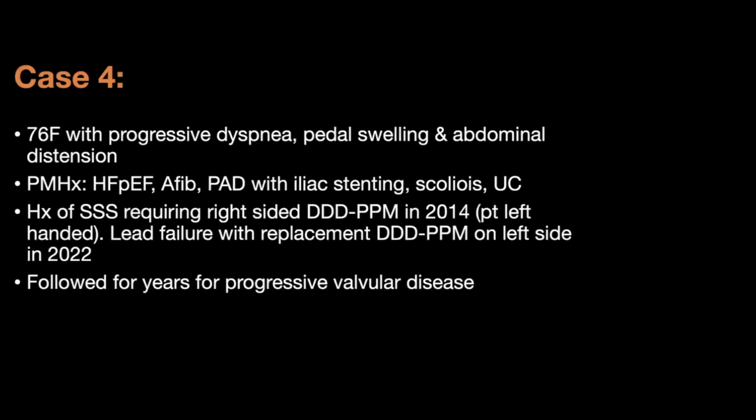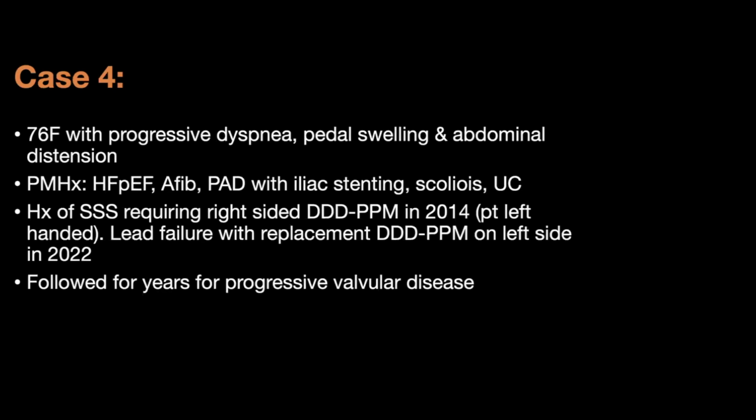All right, case 4. We're doing okay for time. This is a 76-year-old lady with progressive dyspnea. She has pedal swelling, abdominal distension. She was followed in the community for AFib, HFpEF. She had peripheral arterial disease, previous stenting, scoliosis, and ulcerative colitis, but was pretty stable, independent at home. She also had an unusual pacemaker history. She's left-handed, had sick sinus syndrome with history of syncope.